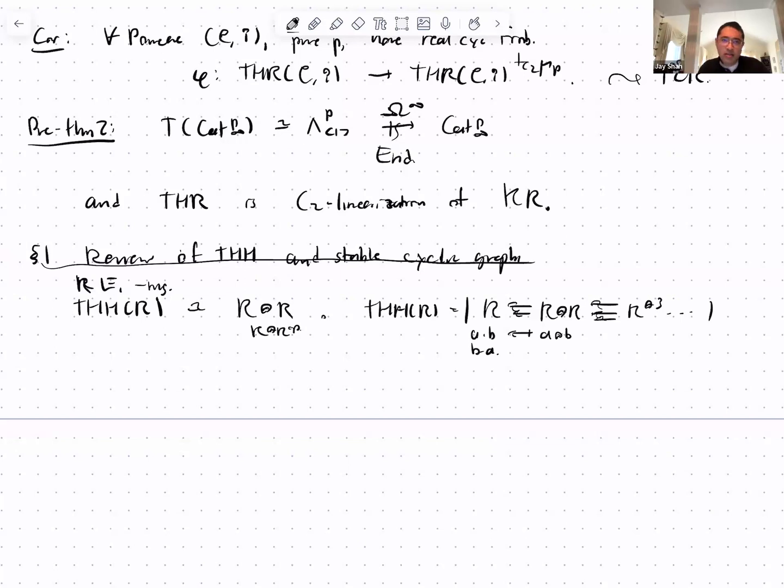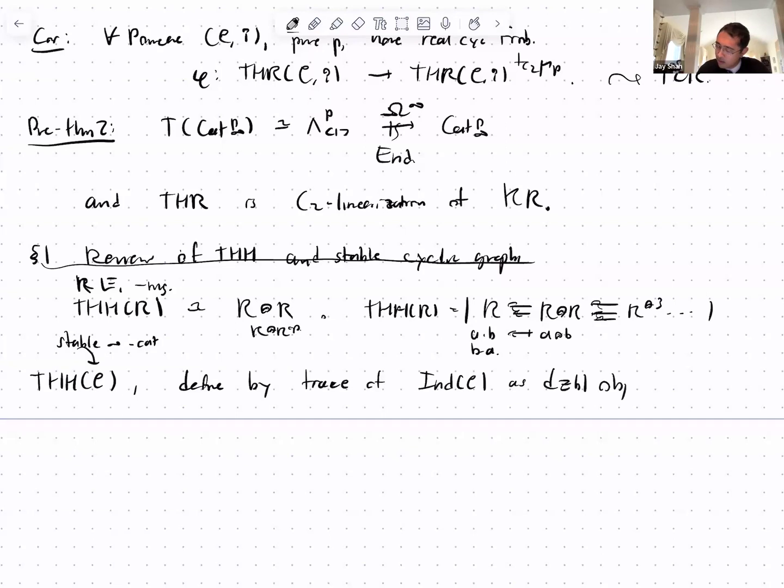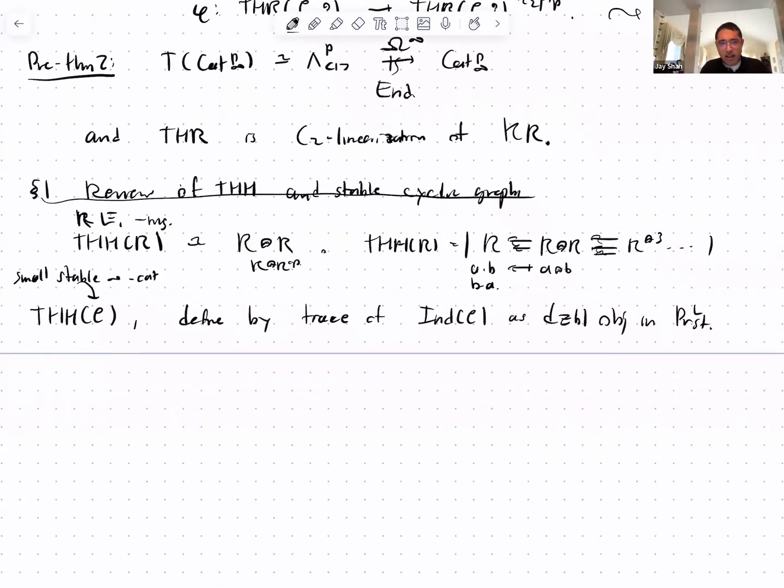But I want to explain THH as a functor of stable categories. For instance, this is useful for articulating universal properties as well as key abstract properties like localization sequences. So for THH of a stable category, you define it by taking the trace of end objects in C as a dualizable object in presentable stable infinity categories. So here it's important that I maintain this distinction between small and large stable infinity categories.